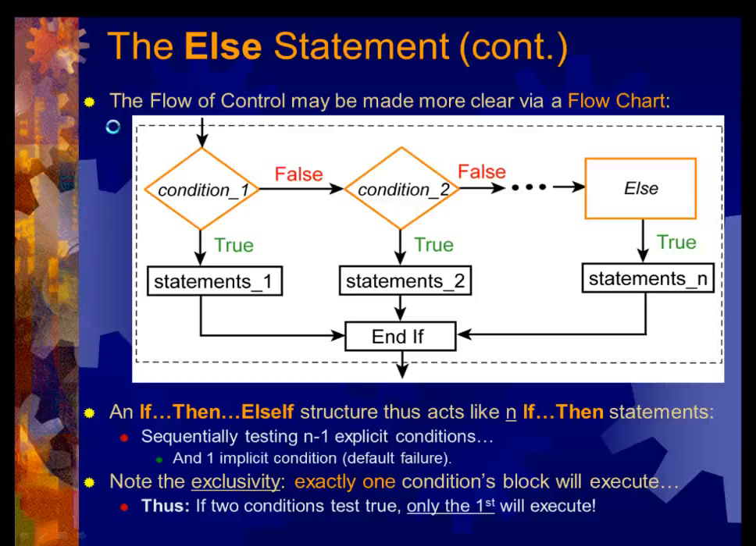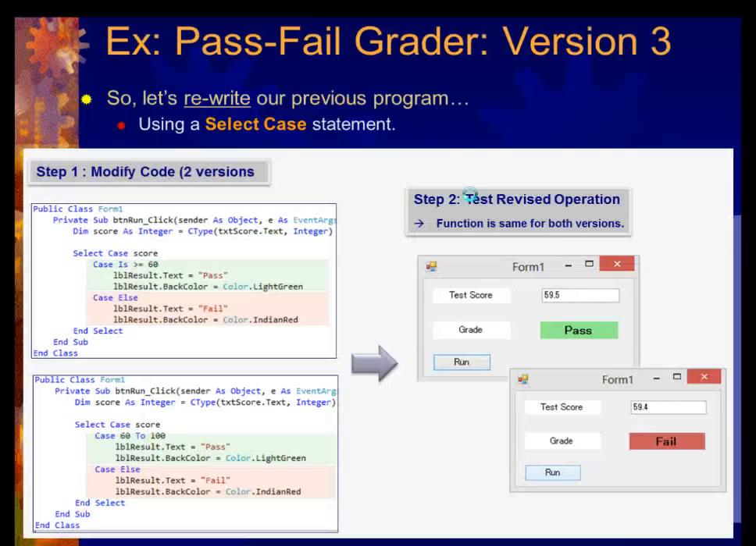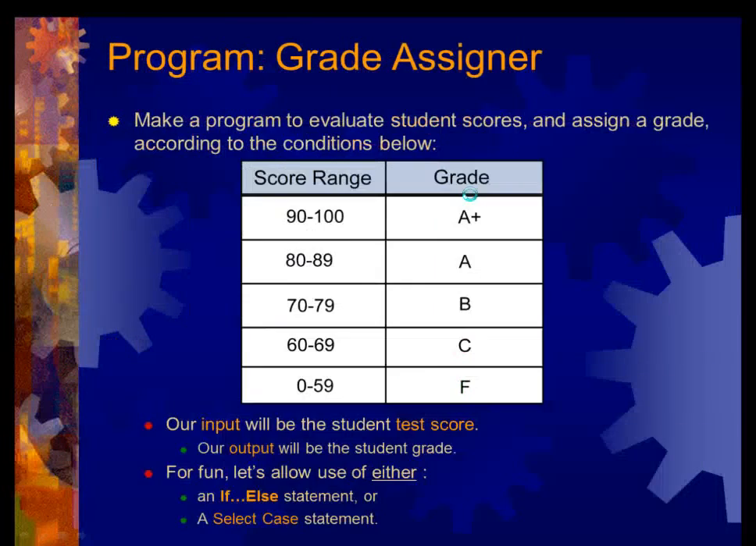Note the exclusivity. Exactly one conditions block will execute. What does he mean? If this one happens, we ignore all the others, all the ones after that. Okay? All right? So the same thing here.